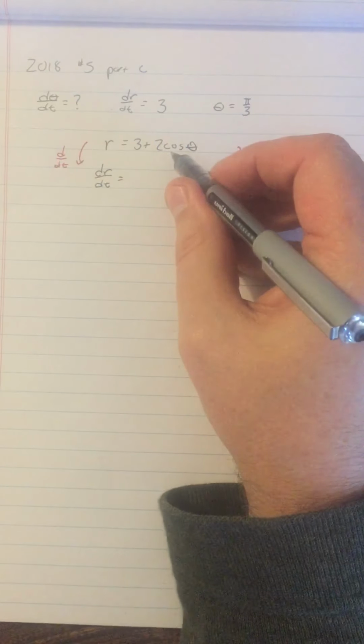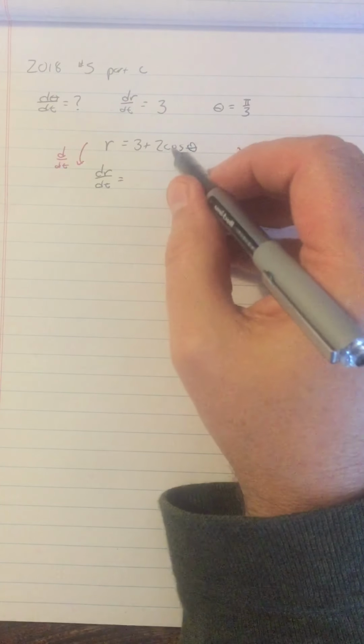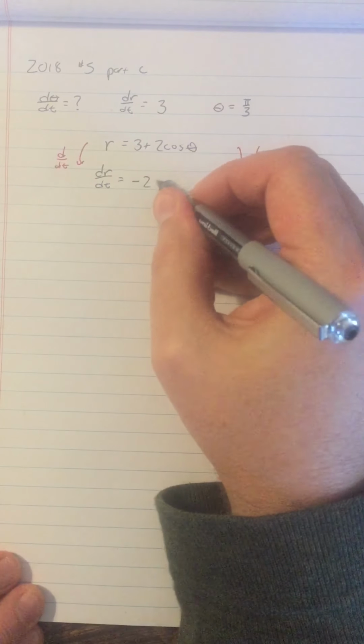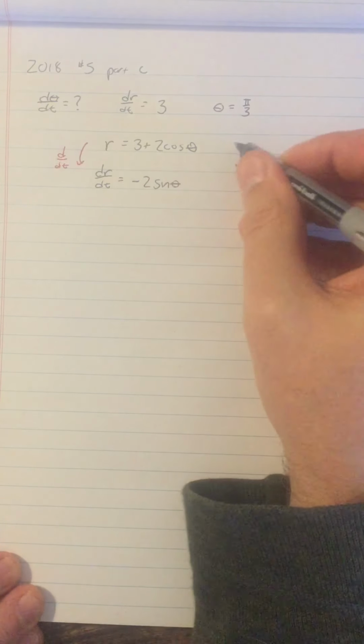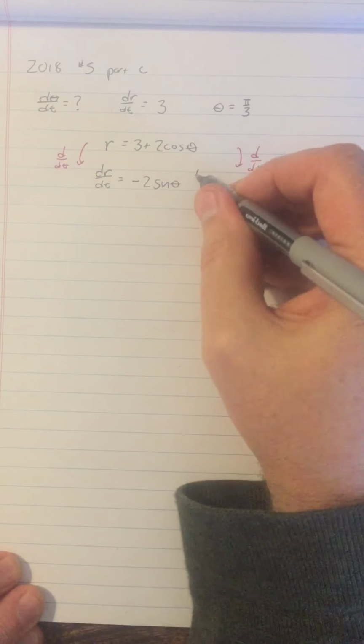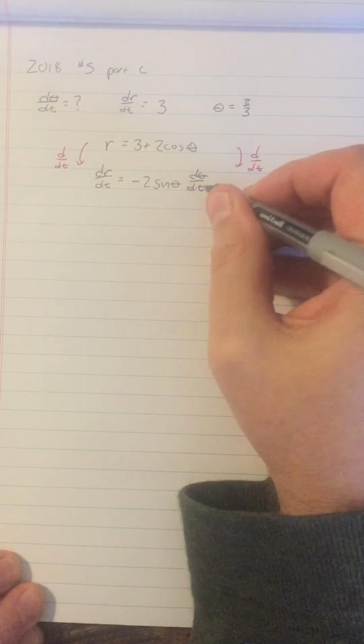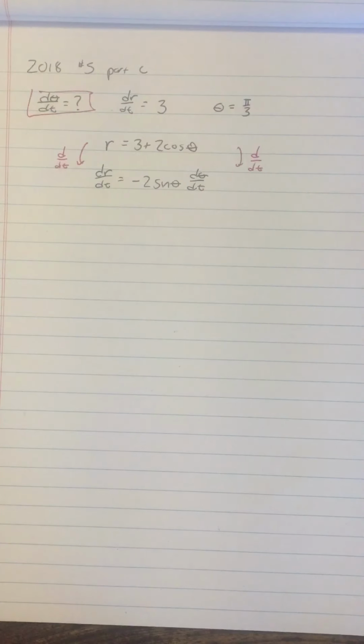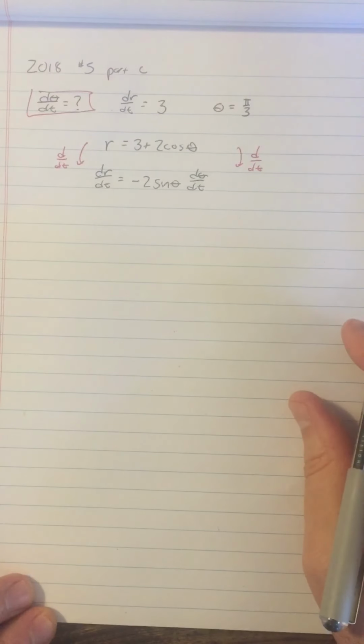When I do the derivative of 3, it's going to be 0. When I do the derivative of 2 cosine theta, it's going to be negative 2 sine theta. But because this is an implicit differentiation, there's a chain rule d theta dt. And again, the fact that that's what I was looking for clues me into that it should show up somewhere in my equation in case I forgot it. All right, now the rest of it is just plug and chug. This is so much easier than part B was.